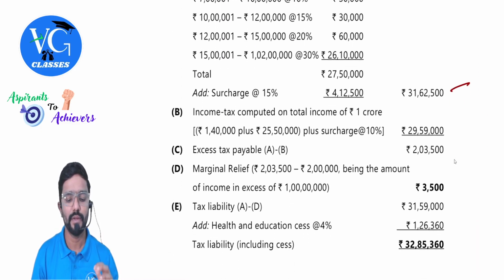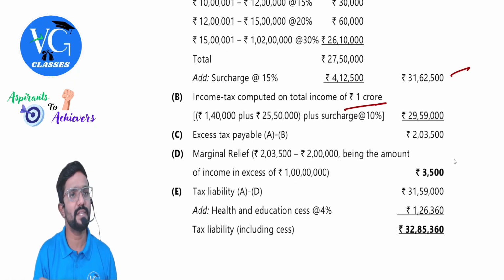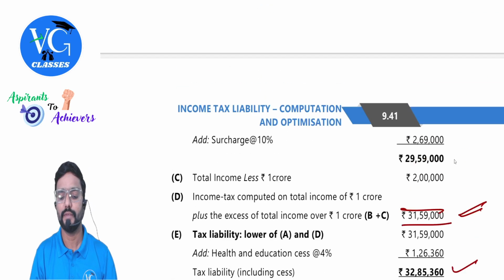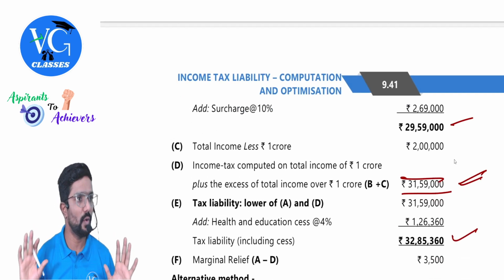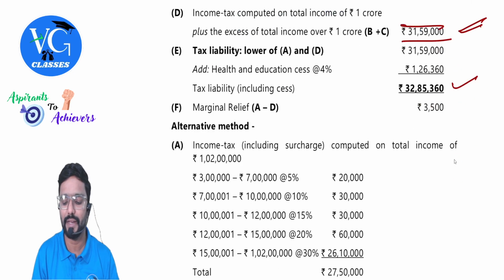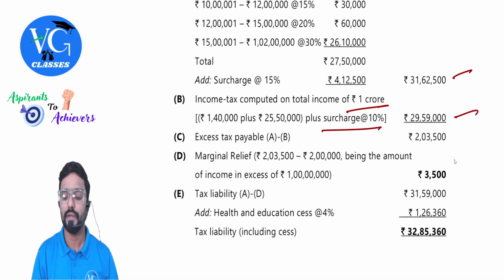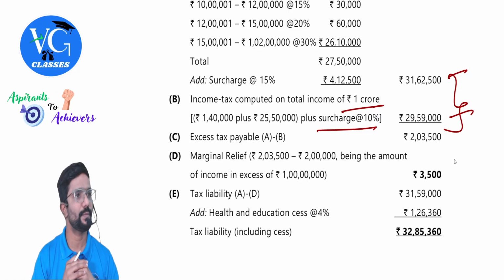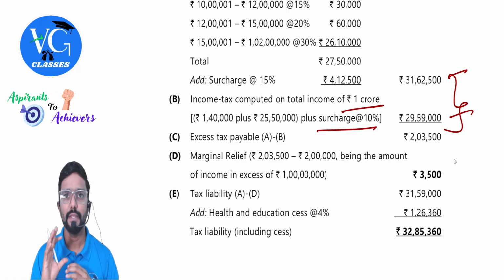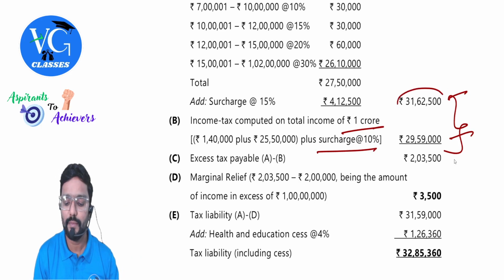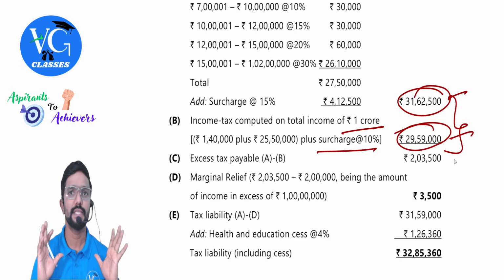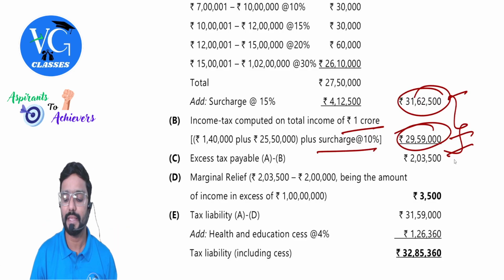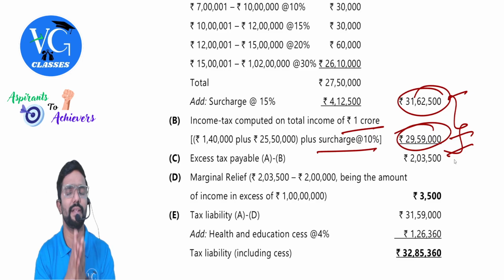Okay, sir. First step, same to same. Then income tax computed on total income, that is 1 crore plus surcharge. Same way. 29 lakh 59,000. Okay, sir. Now they are changing. In this step, they are making a little change. What is the difference between the tax in this step and the tax in this step? Both including surcharge. How much is that, sir? 2,03,500.